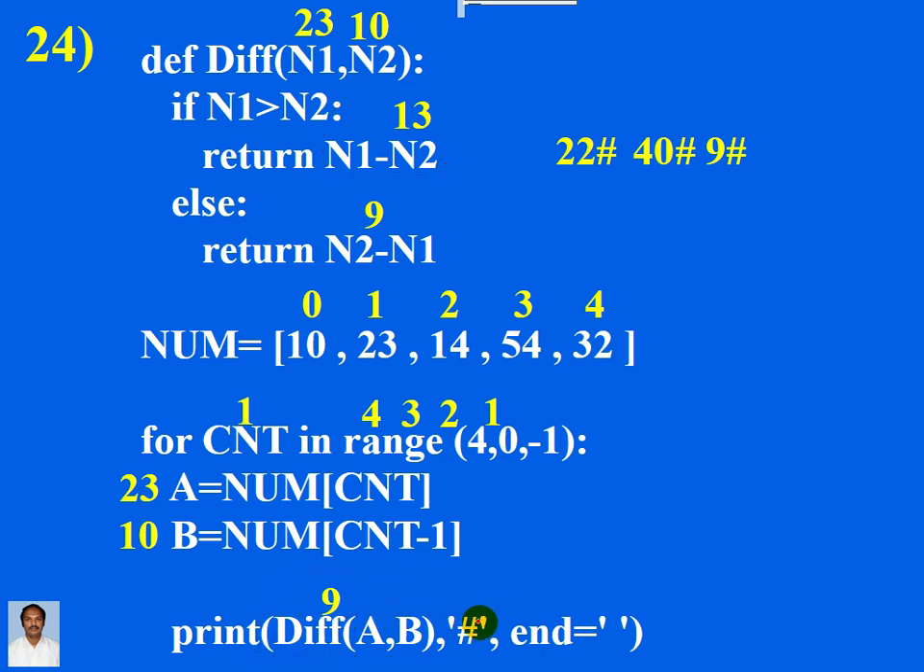So here you get 13. So 13 hash will be printed followed by the ending character space. When the control comes back here, local variables do not exist. And all these variables do not exist. So when you run this program, this is the final output.